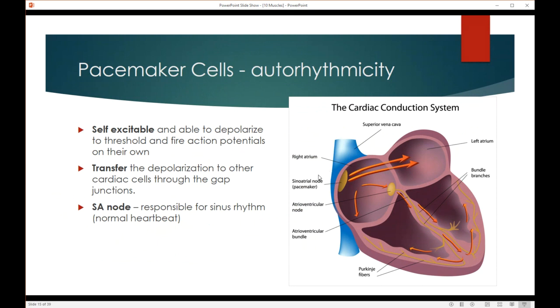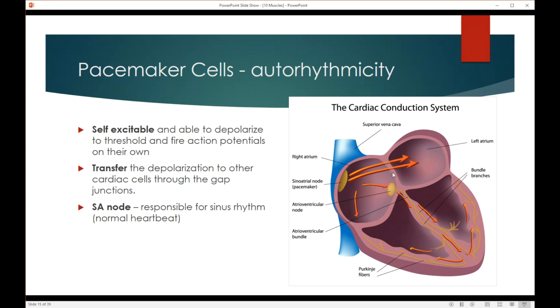So the sodium's kind of leaking in, and then we hit threshold, that's gonna cause the huge jump of those sodium channels, right? The voltage gated sodium channels are gonna open. We can actually transfer the depolarization to our other cardiac cells. So they move from the SA node, which is the sinoatrial node. That's the pacemaker cell. It sets the sinus rhythm of the heart. Then we can have it go to the atrioventricular node.